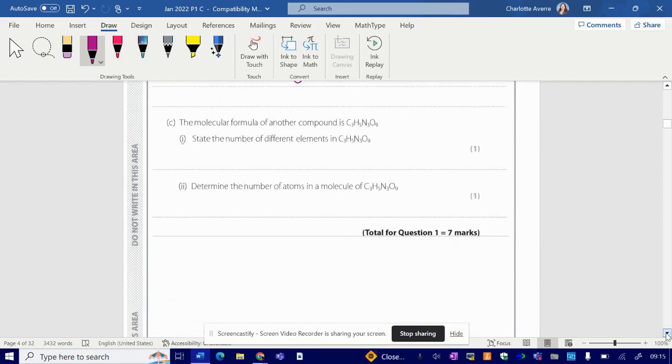The molecular formula of a compound is C3H5N3O9. Number of different elements, we are looking at the letters. There are 4 different letters, so there are 4 different kinds of elements present. And then the number of atoms, we just have to add together the number of atoms which are present, which is going to give us 20 atoms. You get the mark for saying 20. You don't necessarily have to show your working for this one.